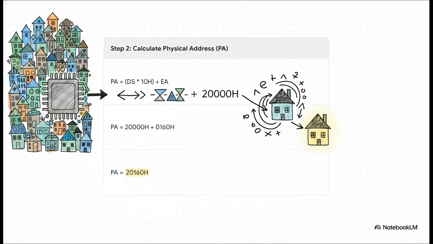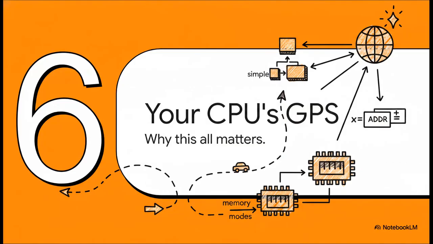And now for the final step. To get the full 20-bit physical address, we have to combine our segment with our offset. We take the data segment register, which is 2000H, and we do a little trick. We shift it left by 1 hexadecimal place. This is the same as multiplying by 10H, or basically just tacking a 0 on the end. This gives us 20,000H. Then we just add our effective address from step 1, the 0160H, and we get our final physical address, 20160H. That's the exact spot in our city of memory that the CPU is going to go to.